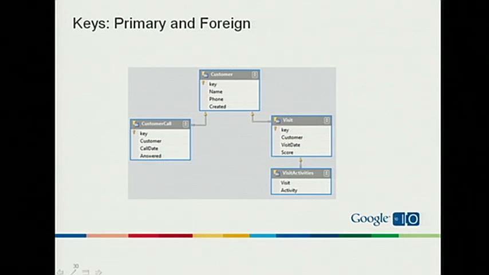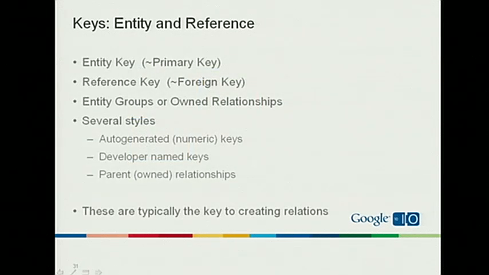So let me talk about keys for a minute. If you're used to the relational model, you have primary keys and foreign keys. Not quite the same thing in App Engine. This is basically a SQL schema similar to the app in the bulk loader sample, which I just created the wizard for. So instead of a primary key in App Engine, again, every entity has a key.